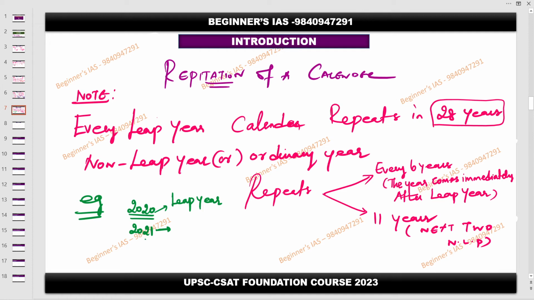What you need to do is check the last two. 2021: the year before is the leap year. Then obviously you need to go with this one. Now read: the year that comes immediately after a leap year repeats every 6 years once. Understood? So therefore, 2021 add 6, 2027. Therefore, the 2021 calendar repeats again in 2027. People understood?